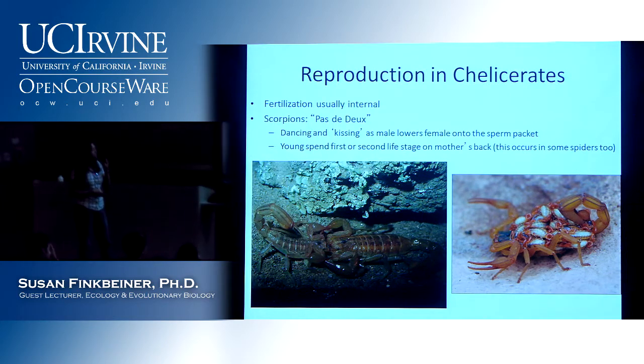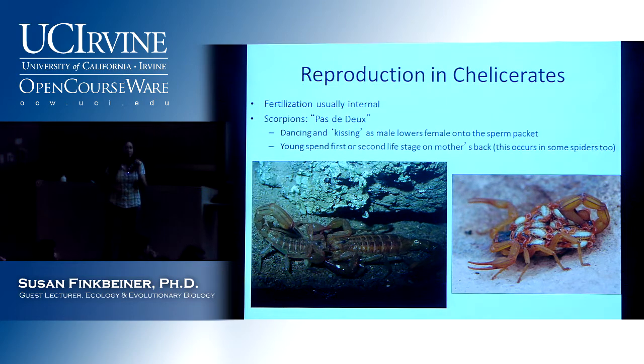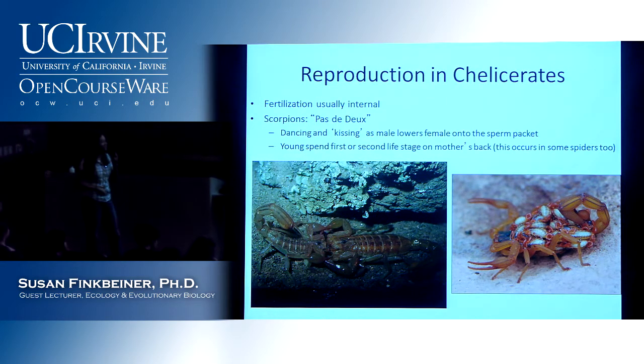Now onto reproduction in chelicerates. So fertilization is usually internal. Of course, there are always exceptions. So scorpions have something that's called a pas de deux, which is the fancy French term for the big partner dance at the end of a ballet. And it consists of this dancing and kissing behavior.